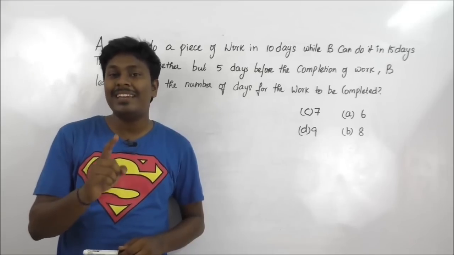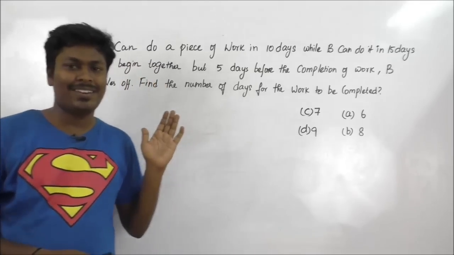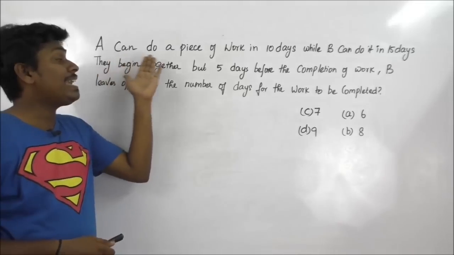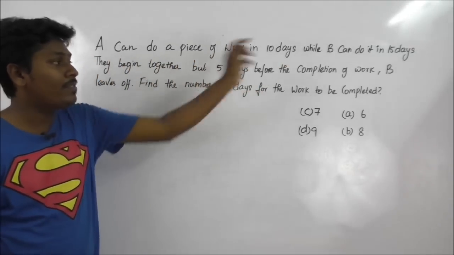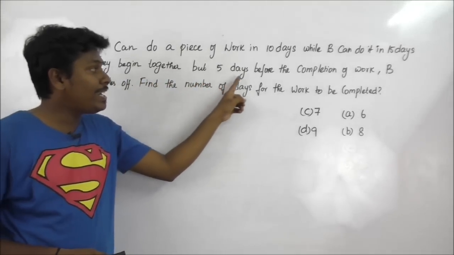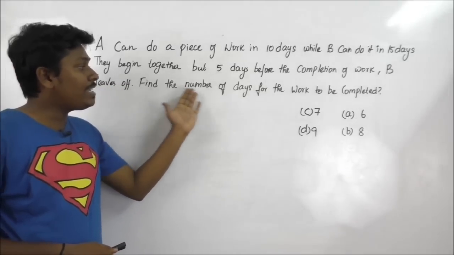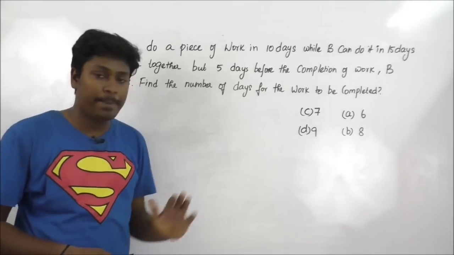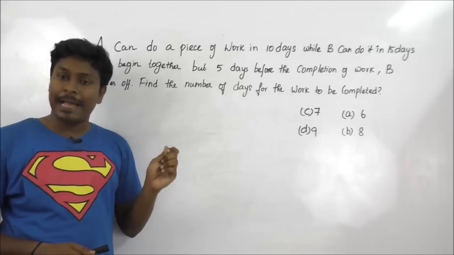On to the first interesting question on time and work, right? Just see the question here, friends, what they have given. A can do a piece of work in 10 days and B can do it in 15 days. And they have said that they begin together, but 5 days before the completion of work, B leaves off. And find the number of days for the work to be completed. This is the question, right? The concept is asked in so many bank exams.